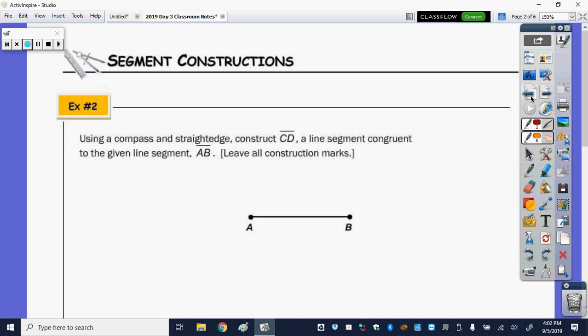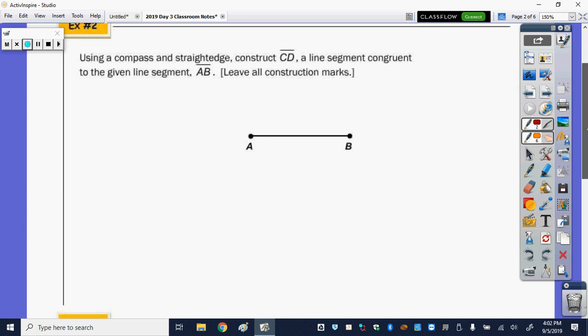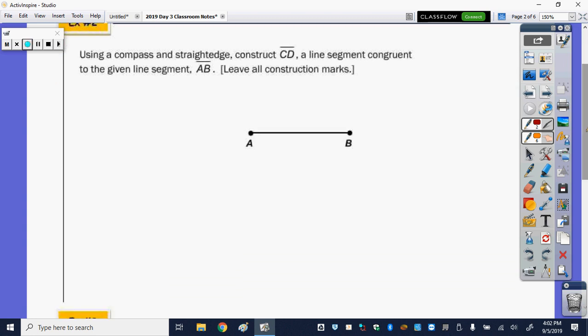All right, example two. Using a compass and straightedge, construct segment CD, a line segment congruent to the line segment below, AB, and leave marks. The first thing you want to take out is your straightedge. We start every construction with a ray. A ray has one endpoint, so take your pencil.